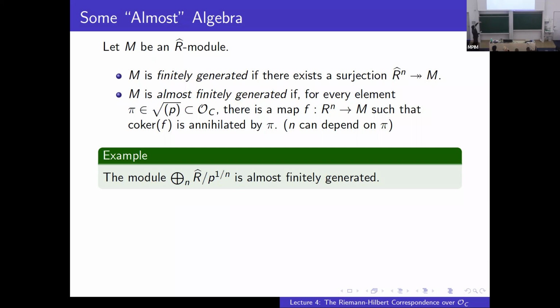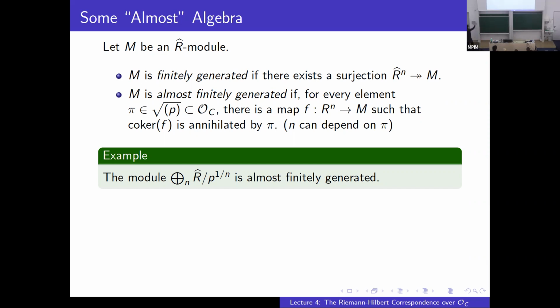So let me give you an example. Let's say O_C is a ring in which you can take any roots of p that you like. Then you could take a direct sum over all positive integers n of R hat reduced modulo p to the 1 over n. That's not a finitely generated module, but if you just take the first 1,000 pieces of this and add them up, they give you a finitely generated submodule. And if you mod out by that, everything is annihilated by p to the 1 over 1,000. So that's what you have to check in order to know that this is almost finitely generated.